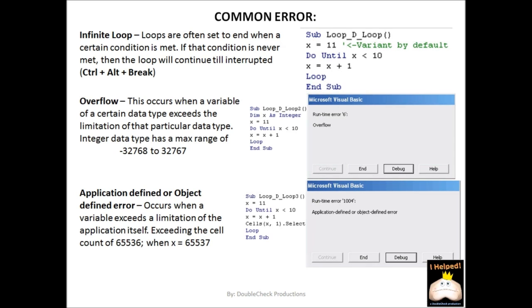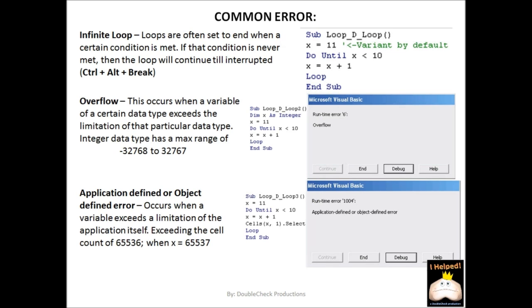The next most common error is an overflow error. This occurs whenever a variable of a certain data type exceeds the limitations of that particular data type. For instance, integer data types have a max range of 32,000 or thereabouts. Should we exceed those values, then we're going to end up with an overflow for that data type.